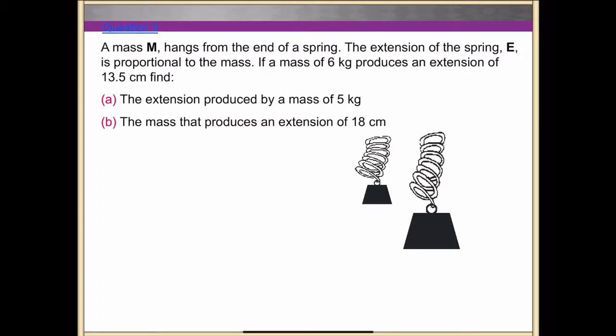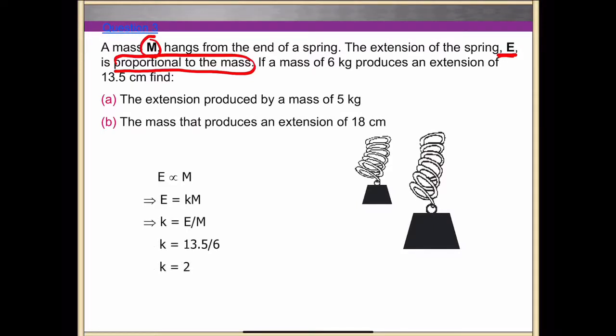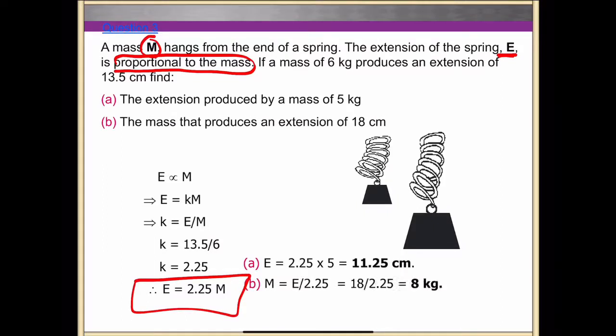So, a mass M hangs from the end of a spring. The extension of the spring E is proportional to the mass. Really, really important, okay? If you spend some time and read this question, it says E is proportional to mass. They're trying to trick you by putting the M first, but E is proportional to M, so E equals kM. Find K, write the relationship between them, and simply use that. So you've got 11.25 and 8 kg. Continuing.